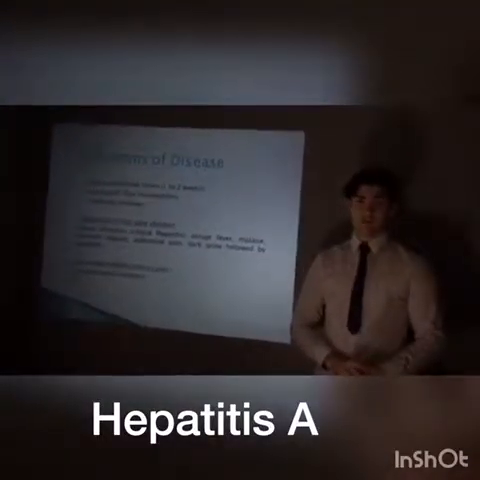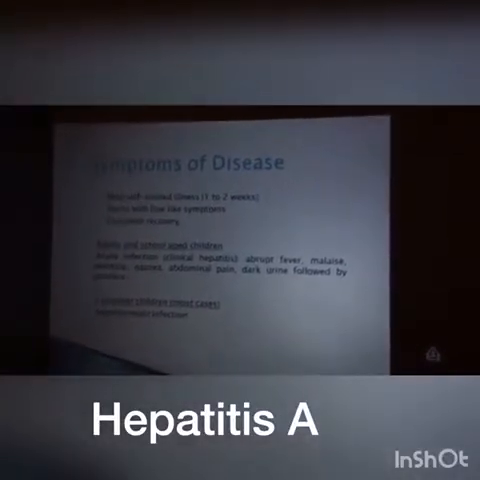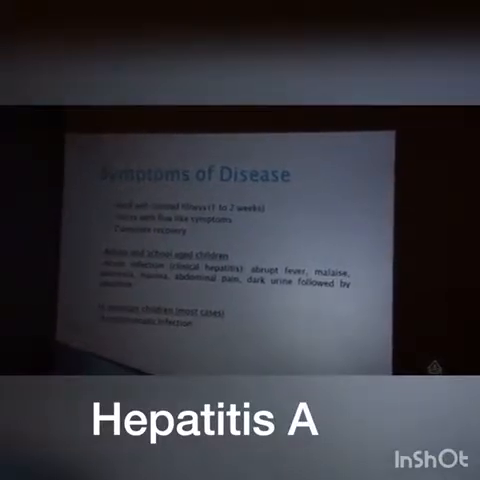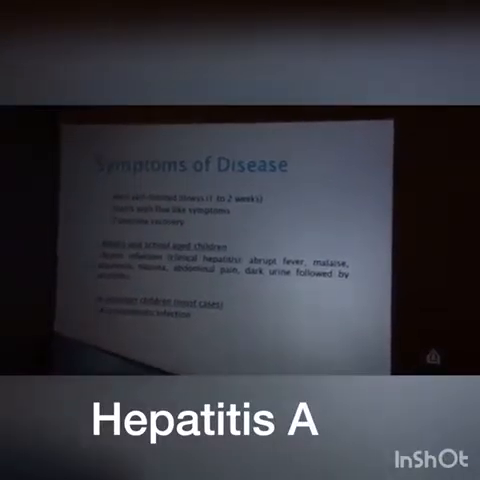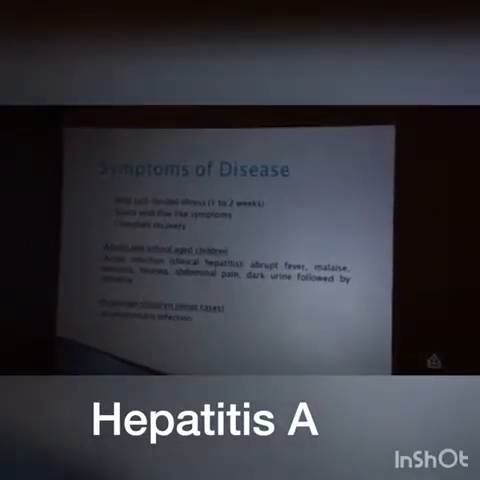Symptoms vary with age. Infection is usually asymptomatic or inapparent in children, and jaundice develops in less than 10% of children under the age of 6. Adults are typically symptomatic with more severe diseases. The actual number of HA cases is estimated to be 7 times higher than reported cases.